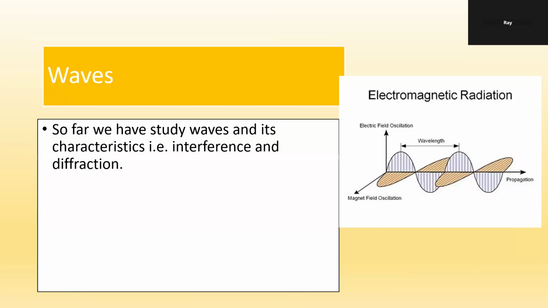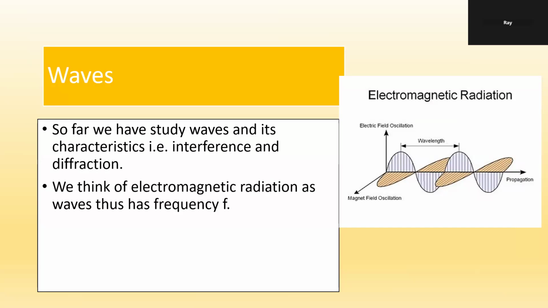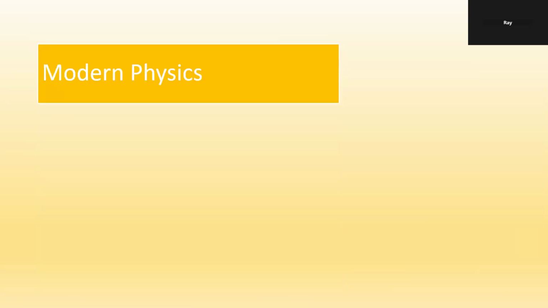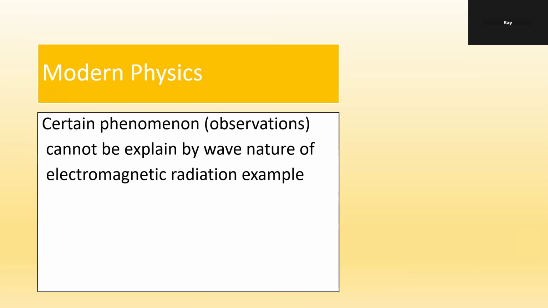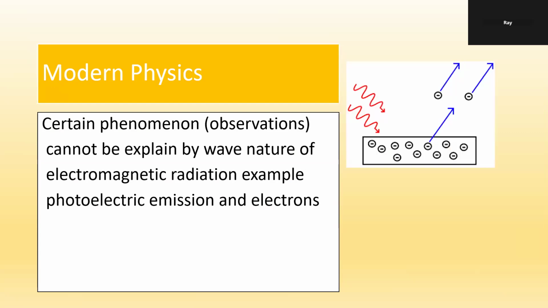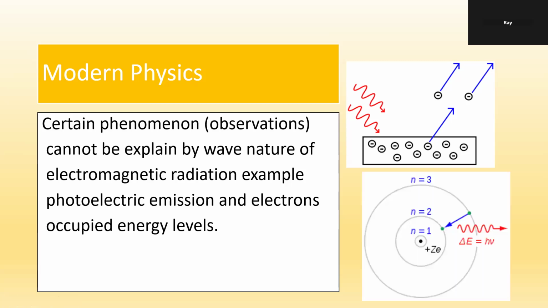Then under waves, so far we have studied waves and their characteristics such as interference and diffraction. We think of electromagnetic radiation as waves, thus it has a frequency. Modern physics, certain phenomena or observations cannot be explained by wave nature of electromagnetic radiation. Example, photoelectric emission, where electromagnetic waves fall on the metal surface, electron is emitted. That's called photoelectric emission. An electron occupies an energy level. Classical physics, wave nature cannot explain all this. Where electron moves from one energy level to a lower energy level, electromagnetic radiation is emitted.